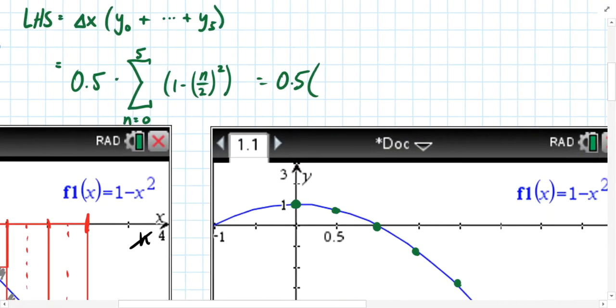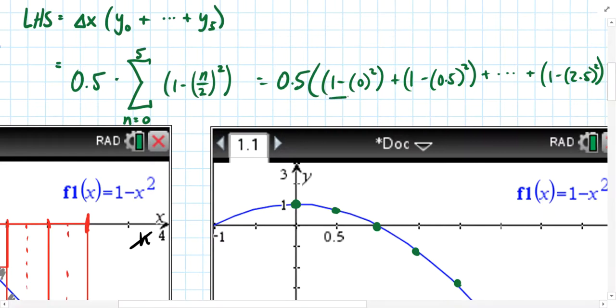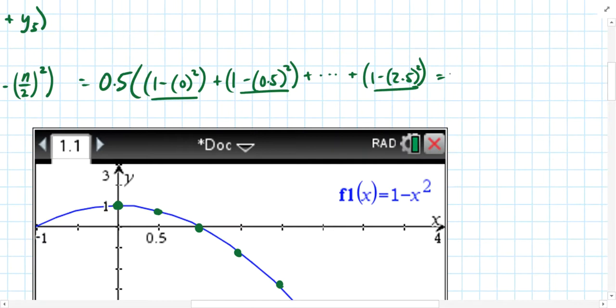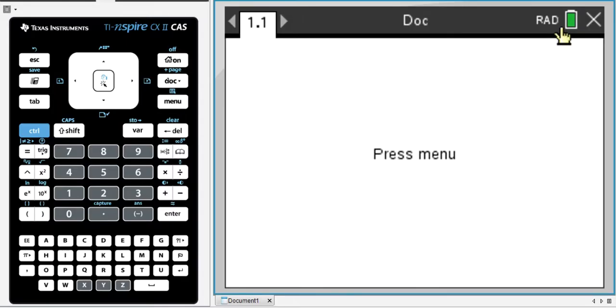0.5 times the heights of each of these rectangles. Now I didn't list them all, but of course you could do that. But also I wanted to point out something to you as well. If you are using a TI calculator, I think this is available on both the CAS and the non-CAS version. If I'm misspeaking about the non-CAS version, then somebody can correct me here.